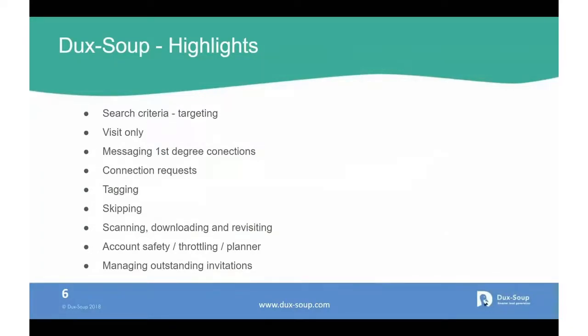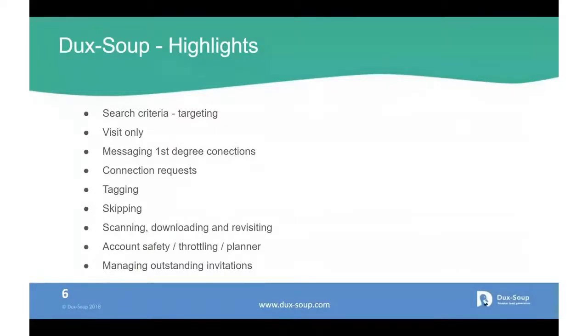We can message first-degree connections. We can send connection requests. We can do the tagging. We have the skipping, which we went through as well very briefly. We looked at scanning, downloading, and revisiting. And then we touched upon account safety, the throttling, making sure that you keep your account safe with these automated activities, throttling the speed of the robot and that sort of thing. And also how you can manage when you're happy for the robot to run using the planner.